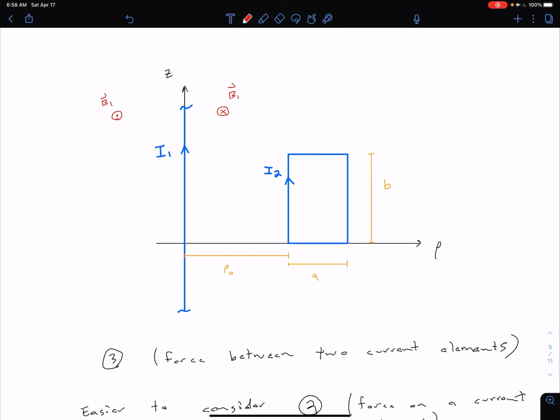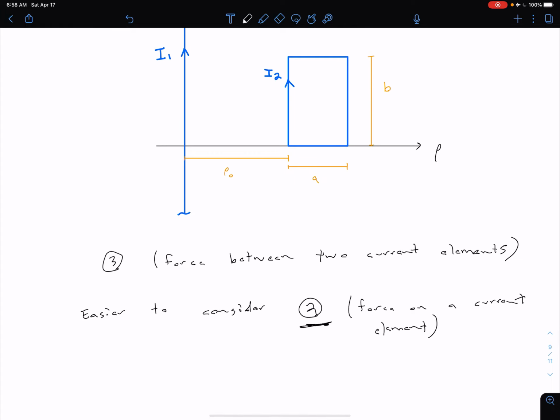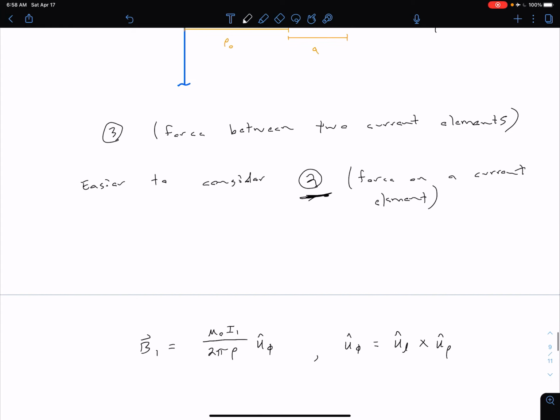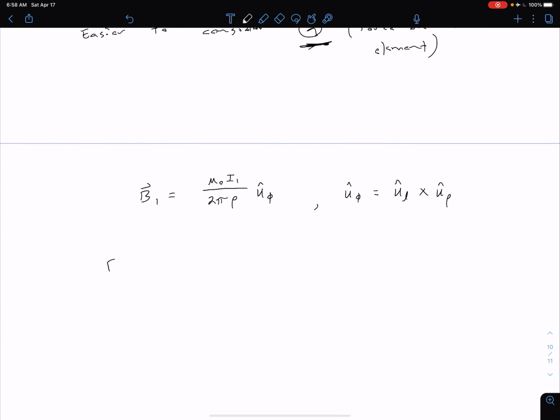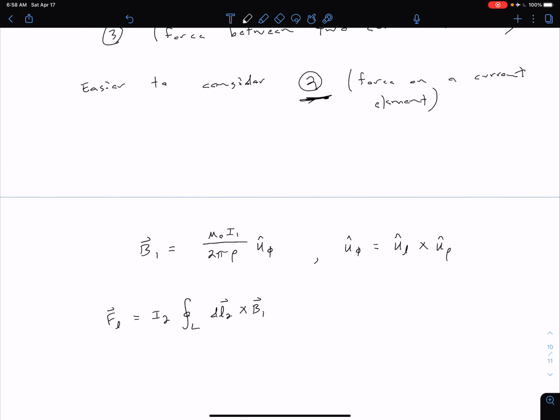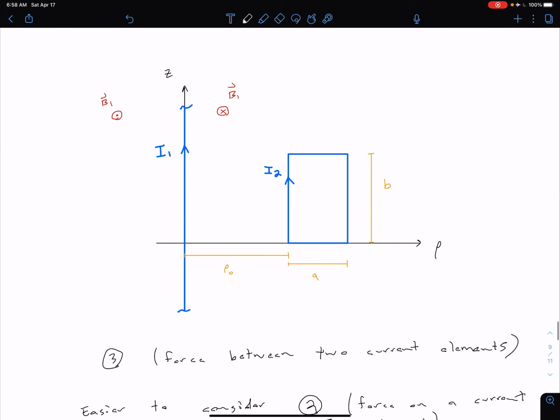Okay, so if we're going to use this case 2 then, let's go to our general equation for this case 2. So we said if we have some current element in a magnetic field, then the force on that current element was F sub L, and that was equal to the current in the element, in this case I2, times the integral around the closed path L of dL2 cross with, in this case, B1. Okay, so we come back up here and we're looking around this closed path L, and we need to figure out dL2.